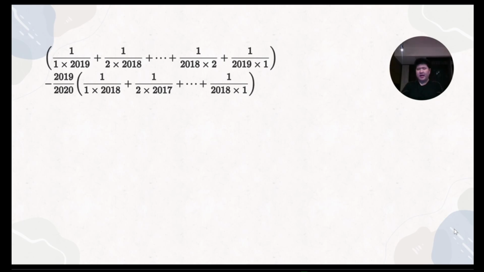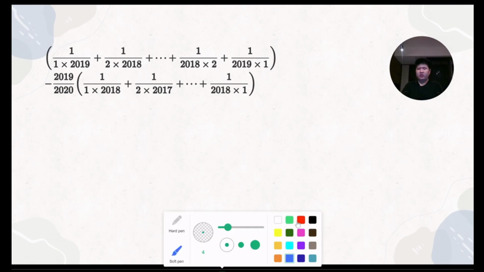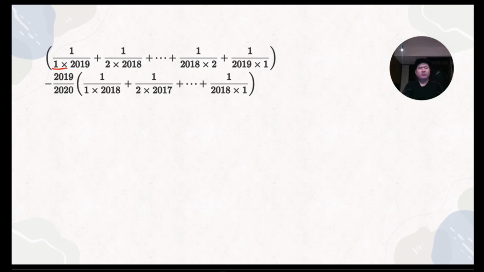Among the denominators, anything special? Did you find, for each bracket, the sum of the two factors in each denominator is always the same? It's always 2020. The difference has changed, but the sum hasn't changed.